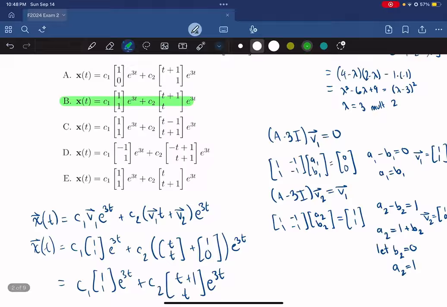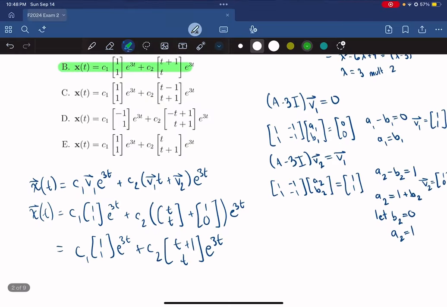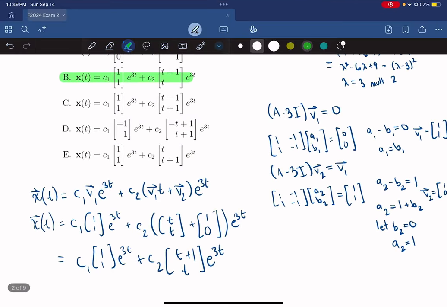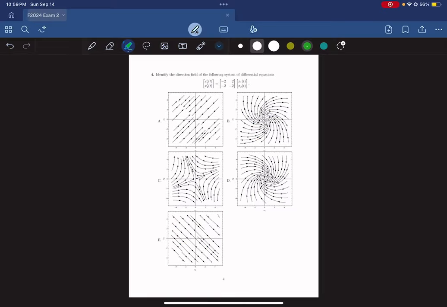Oh, and there it is. It's b, I think, plus c2. Yep. Alright, so this question is about slope fields.